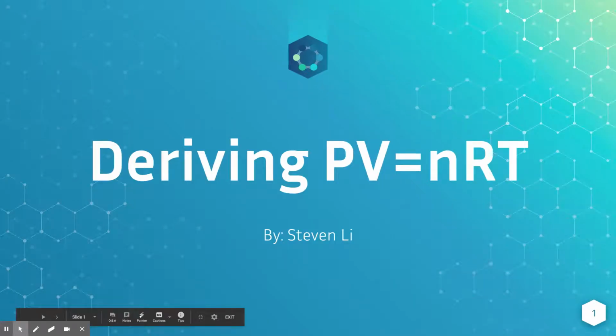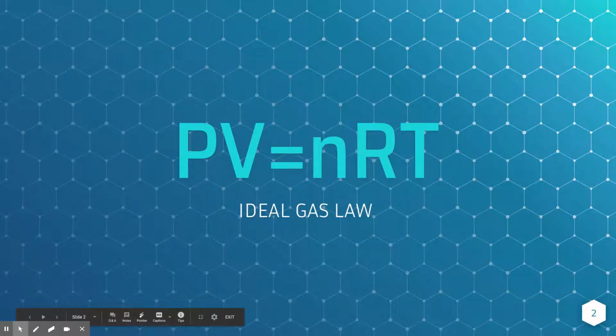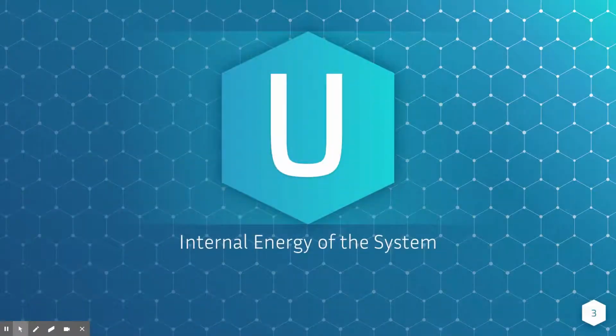So today we're going to prove the ideal gas law, which I'm sure all of you guys know as PV equals nRT. However, the majority of this video will cover another concept called U, which will provide us with the knowledge to tackle deriving PV equals nRT. Uppercase U is the internal energy or the total kinetic energy in a system.